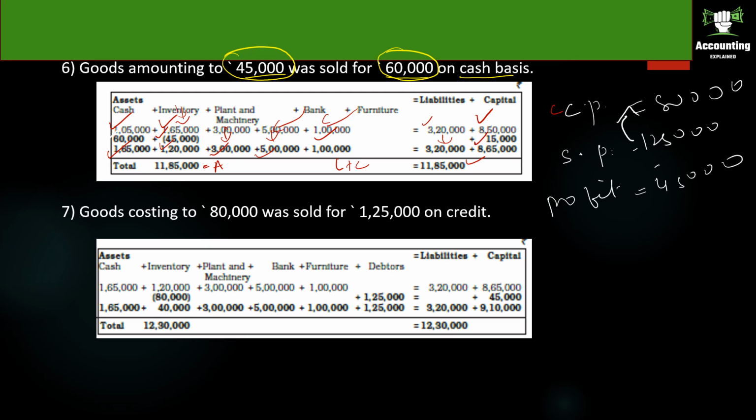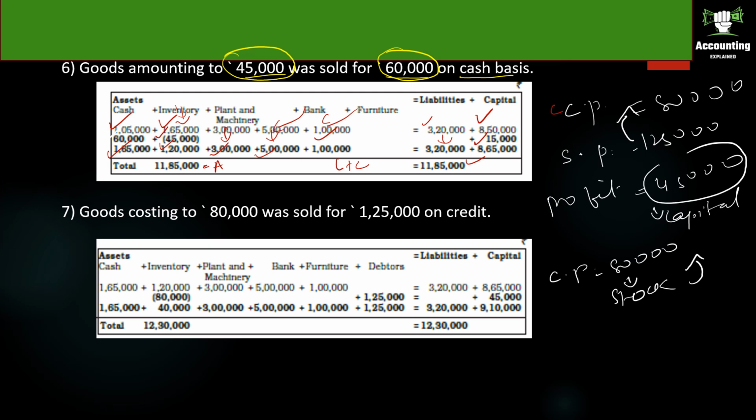We know this 45,000 has to be added back to the capital because it is owner's money. Okay. Next, cost price of the goods is how much? 80,000. So this is the stock which is going out. This is the price of the stock which is going out. So stock has to be decreased. Okay. By 80,000. I'll write it clearly. Decreased by 80,000.